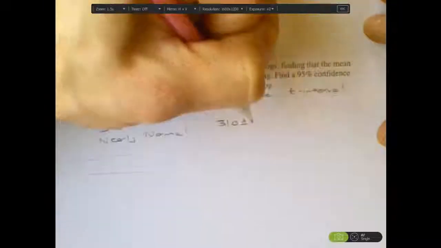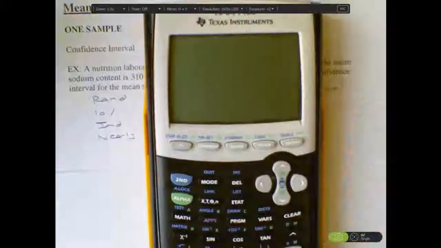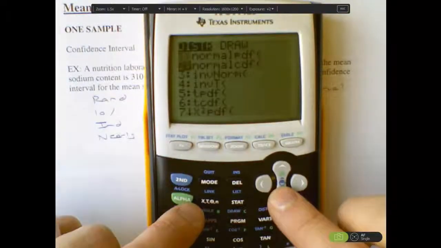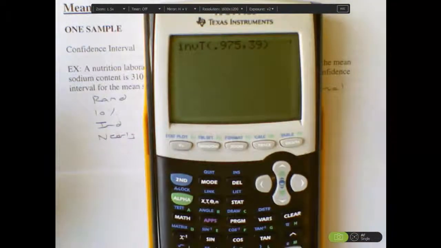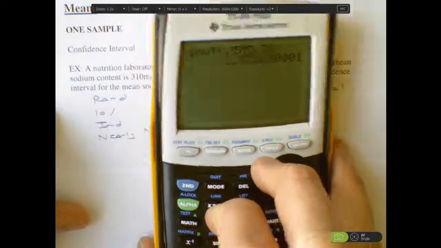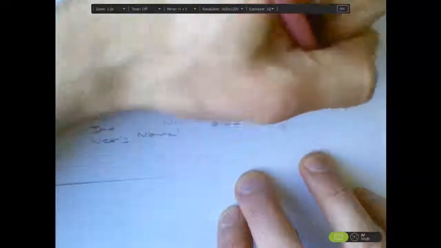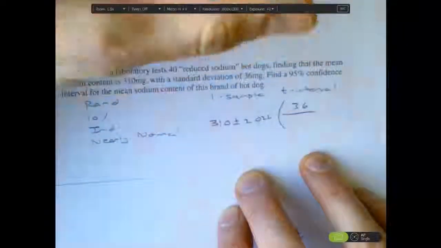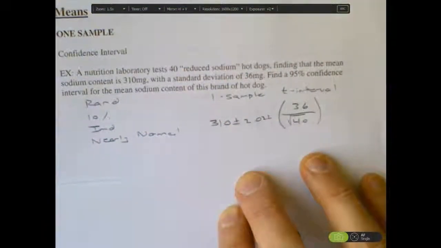So the actual mechanics, I'm going to take my sample mean 310 plus or minus my critical t with 39 degrees of freedom. I can get this from my formula sheet or inverse t, 0.975, comma 39, and that critical value is going to be 2.022. I have my standard error, which is my standard deviation divided by the square root of my sample size.